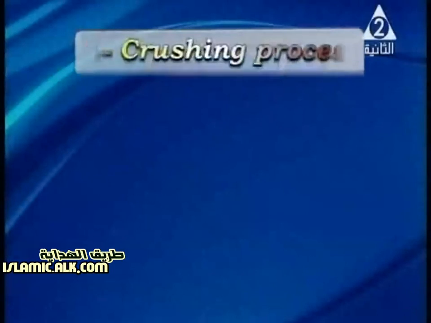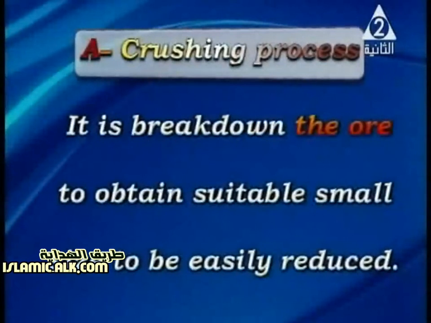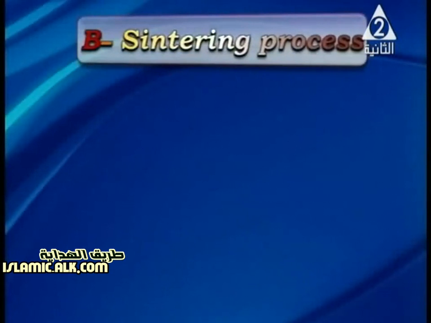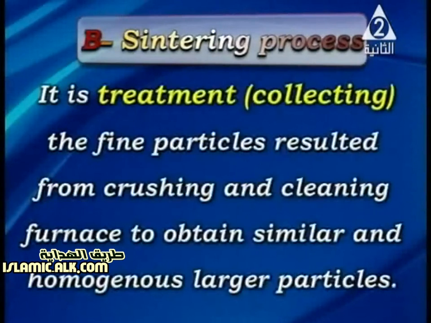In the crushing process, we break down the ore to obtain a suitable small size to be easily reduced, as in the following animation. As shown on the screen, the ore is broken down into suitable small particles. The second step after crushing is the sintering process, which is the treatment or collecting of the fine particles that resulted from crushing and cleaning the furnace to obtain similar and homogeneous larger particles.